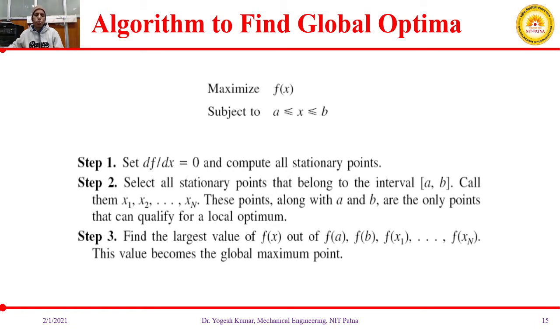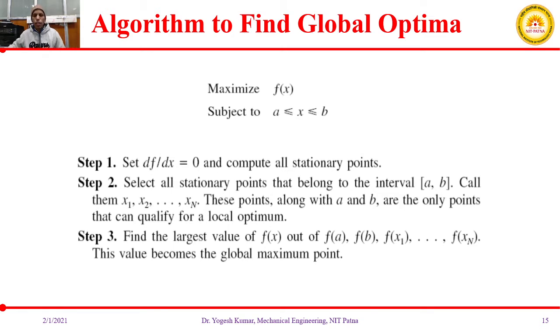And how will we get the optimum value? If it is a case of maximization, then we will select the largest value. If it is a case of minimization, then we will select the minimum value among the given points, that is, the points x equal to a, x equal to b, and the remaining stationary points x1, x2, x3, xn which are lying in between the interval a and b.